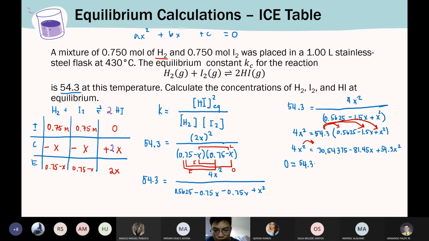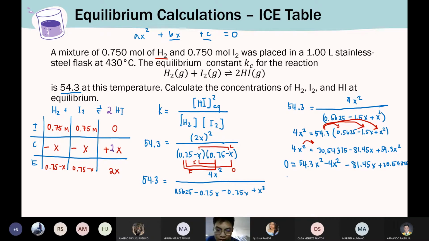So, 54.3 x squared minus 4x. So, again, naging minus kasi nilipat ko siya na. So, positive siya sa left side ngayon. Pag nilagay ko siya sa right side, negative siya. Okay, so unahin mo yung x squared. Tapos ano susunod? Yung x. So, yung x, negative 81.45x. And then yung c, yun yung last one. Positive 30.54375.